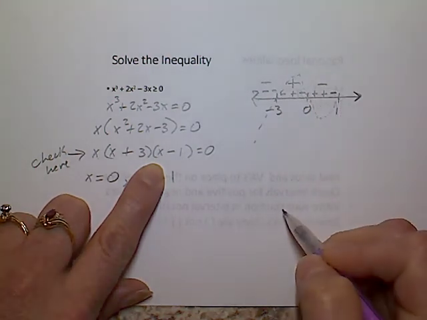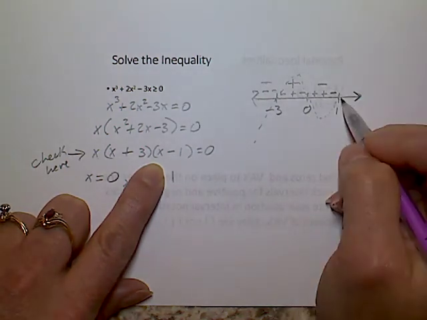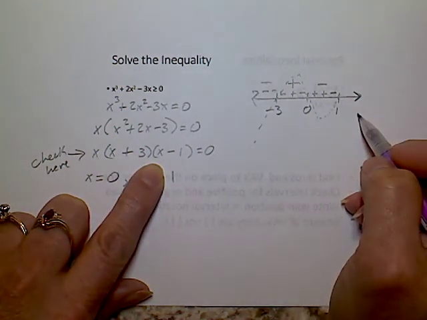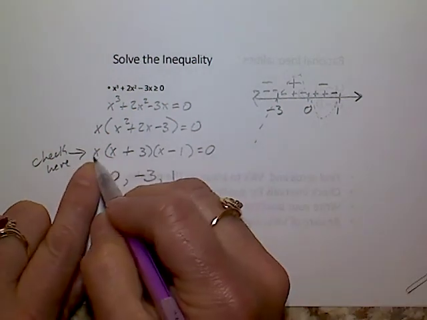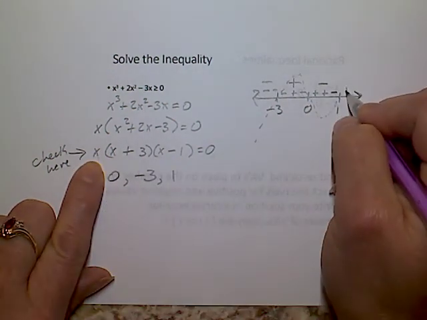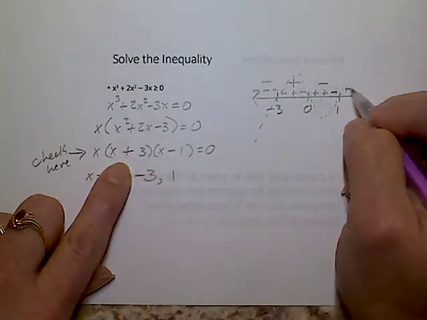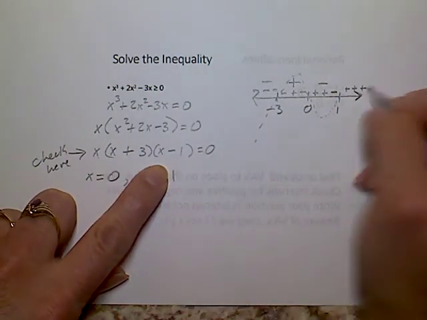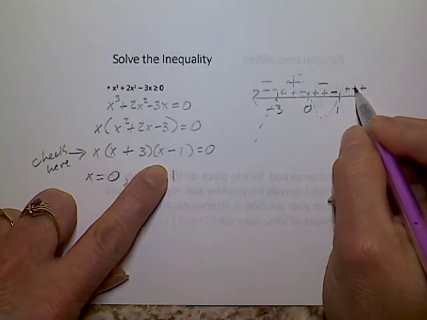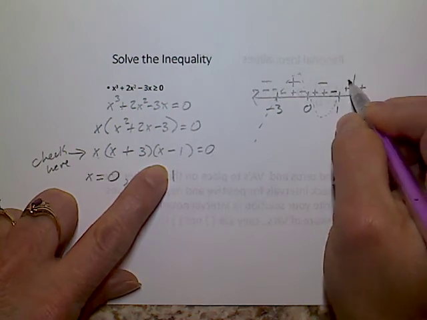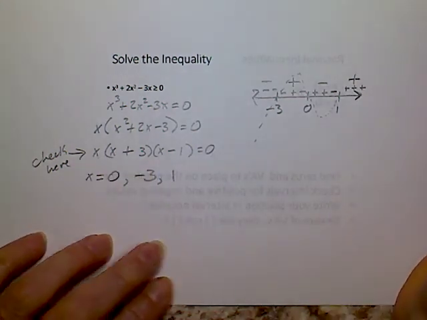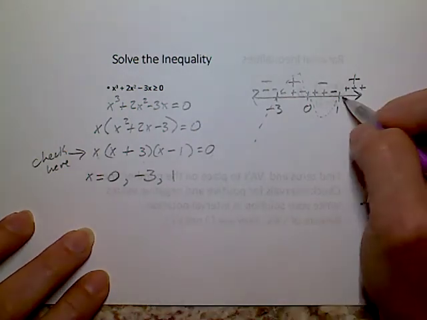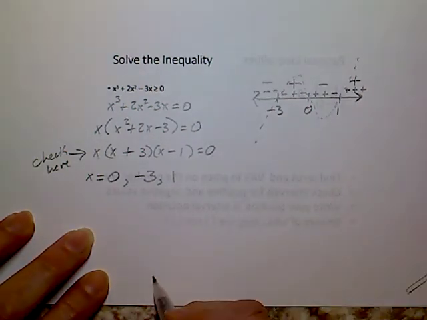Now what's going to happen when I get to 1? Let's check a number above 1. How about 2? 2 is a positive. 2 plus 3 is a positive. 2 minus 1 is a positive. A positive times a positive is a positive. Alright, that means this thing's going back up.